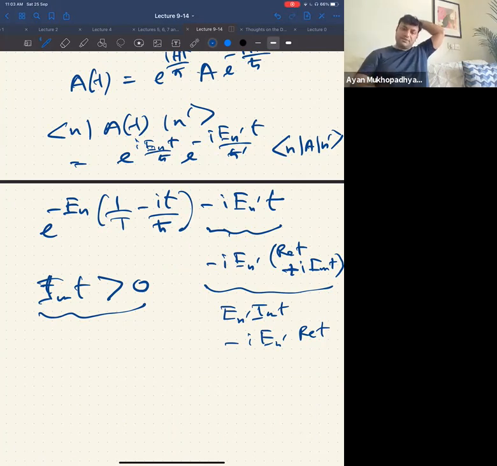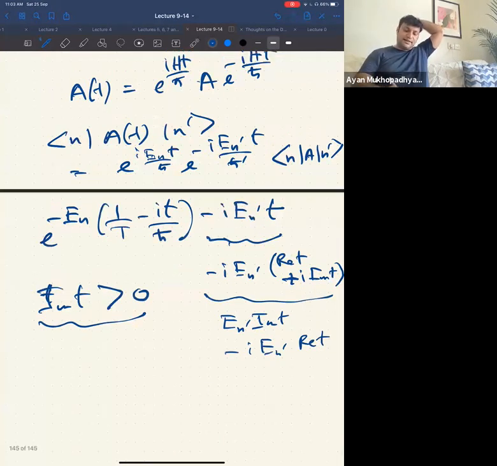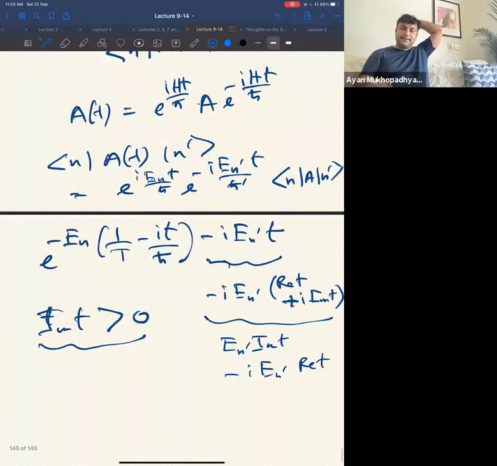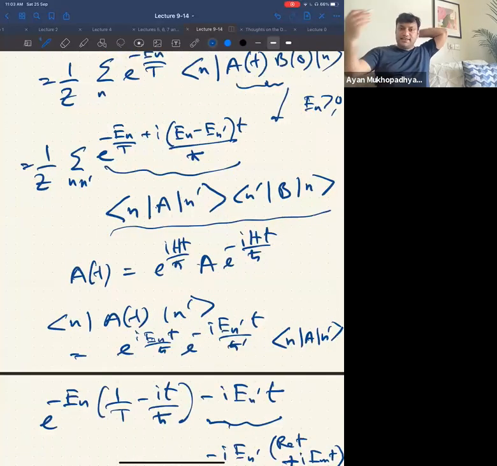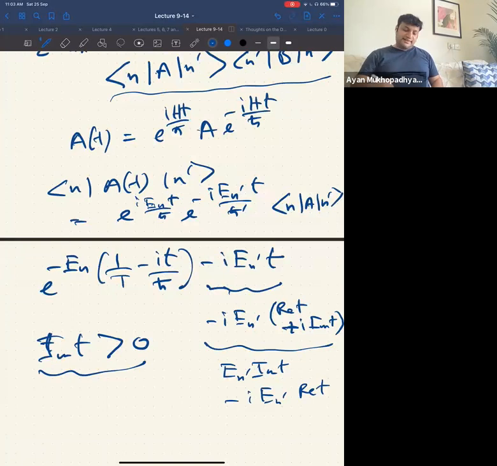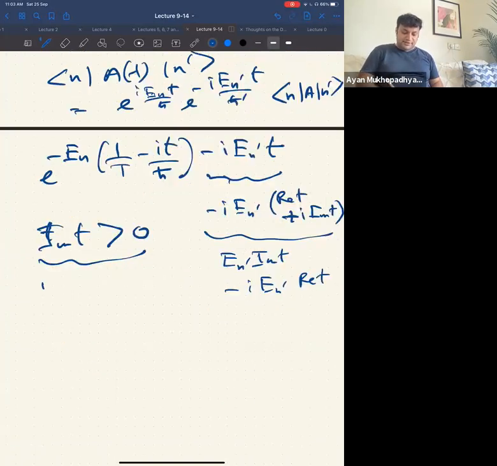This sum will not converge typically because these matrix elements are not things that grow with large E_n. These are expected to have some decay, so in terms of energy, these are not going to be unbounded. That's typically the case. But E_n prime is unbounded, and therefore this summation is going to diverge if imaginary t is greater than 0.